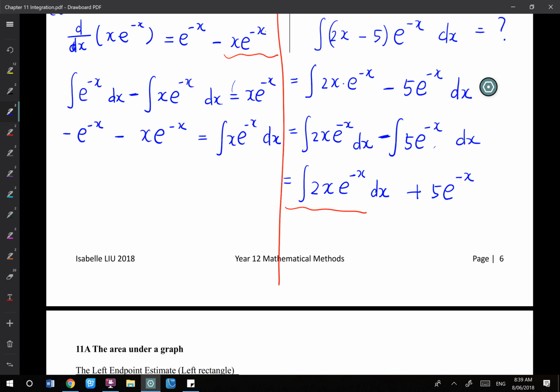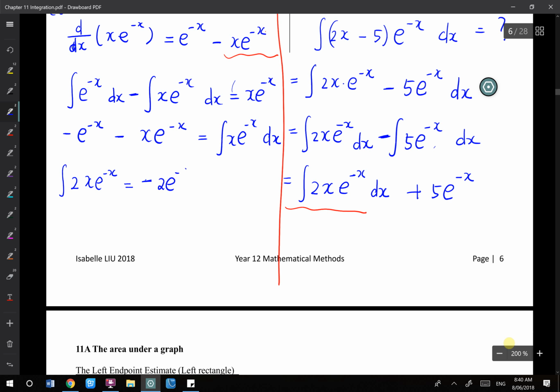Move the integral to the right-hand side and move the right-hand side value to the left-hand side. So now I have the equation for the integral of xe^(-x) equals something. How many of that do I need? I need 2 of that, so I will times that by 2. The integral of 2xe^(-x) equals minus 2e^(-x) minus 2xe^(-x). I times everything by 2 because I need 2 of that.